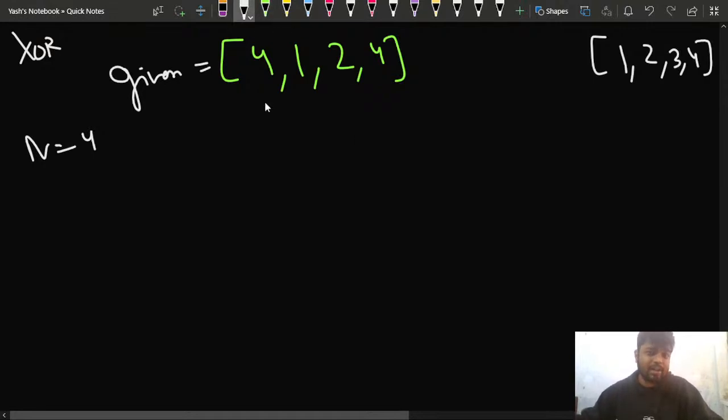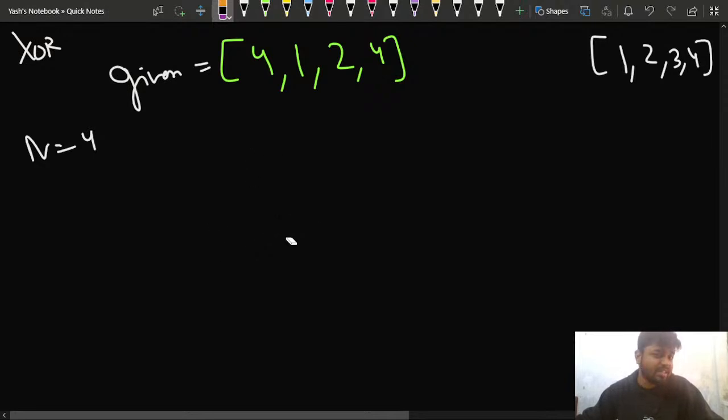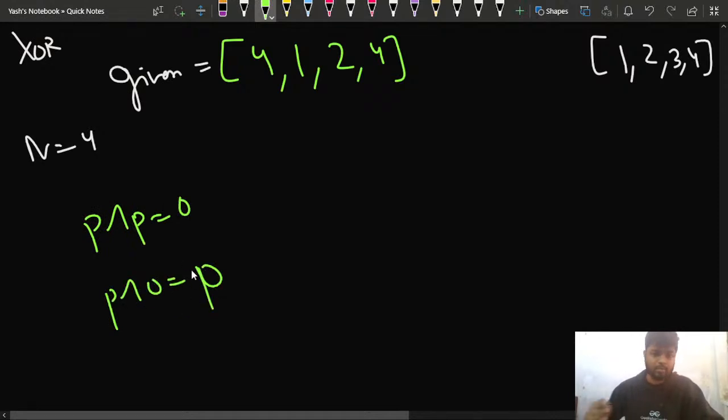So if I have XOR, I can use the concept of XOR for finding the missing as well as the repeating number. If I have the missing number, there would be one approach. Repeating number, I'll have one approach. You can think of it. I'm giving you 30 seconds. I'm waiting for your replies to see whether someone is able to come up with the XOR approaches or not. If I have to do XOR, how can I use this concept, that is P XOR P is equal to 0 and P XOR 0 is equal to P, right? So all these concepts, how can I use them to my advantage?